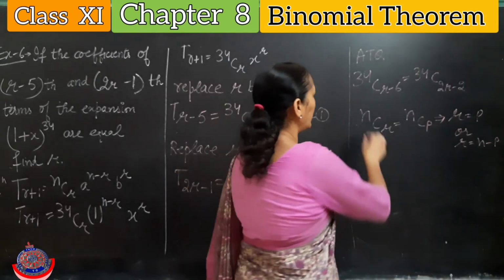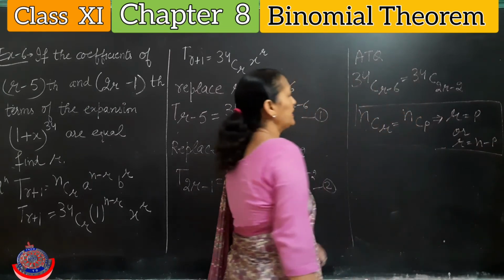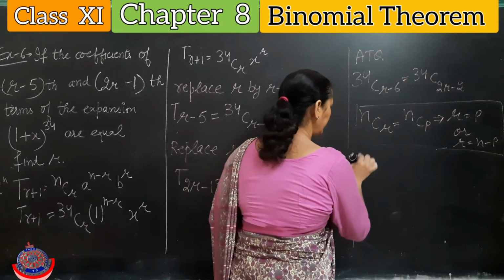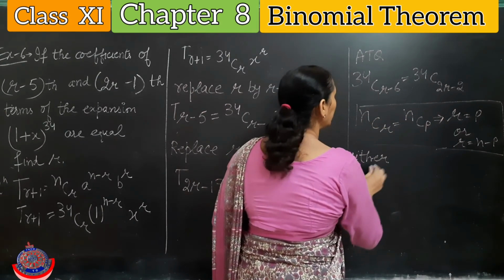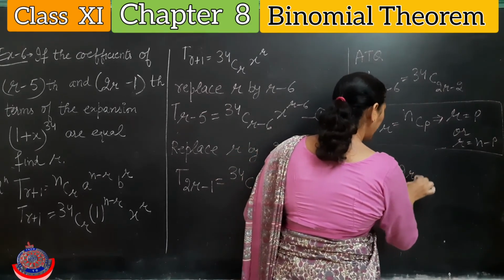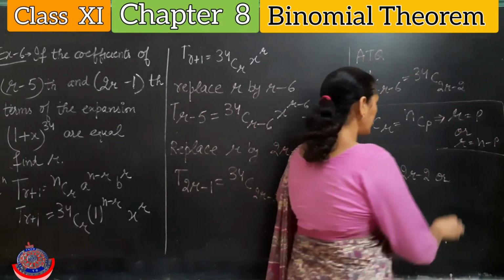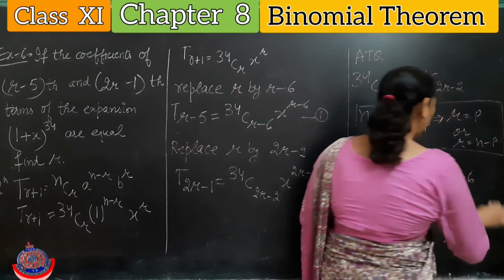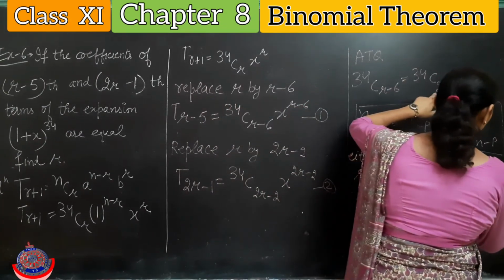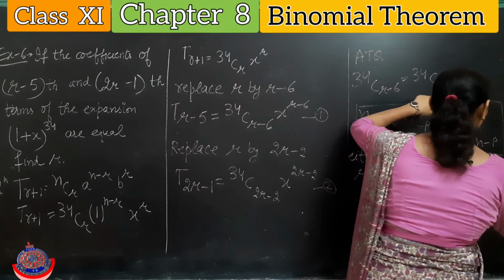Using this formula in our question, we can have either r equals to p, means either r minus 6 is equal to 2r minus 2, or r minus 6 equals to n minus p, n means 34 minus p, 34 minus 2r plus 2 will be.